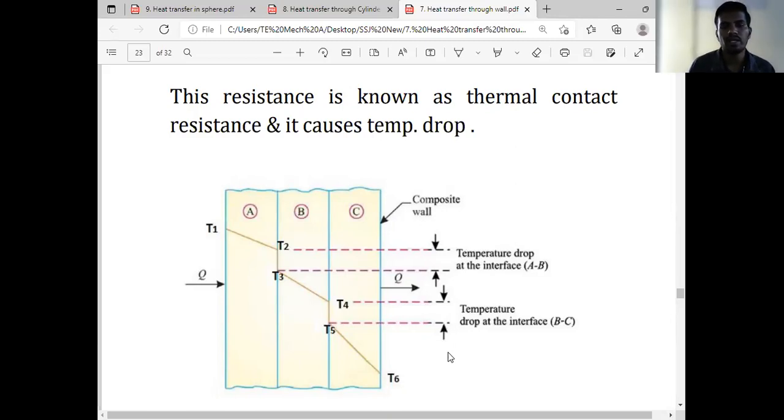T1, T2 to T3: temperature drop at the interface AB; T4, T5: temperature drop at the interface BC. Q amount of heat is transferring from the left hand side to the right hand side. Three plates are there, A, B, C, that is nothing but a composite wall. So draw this diagram.